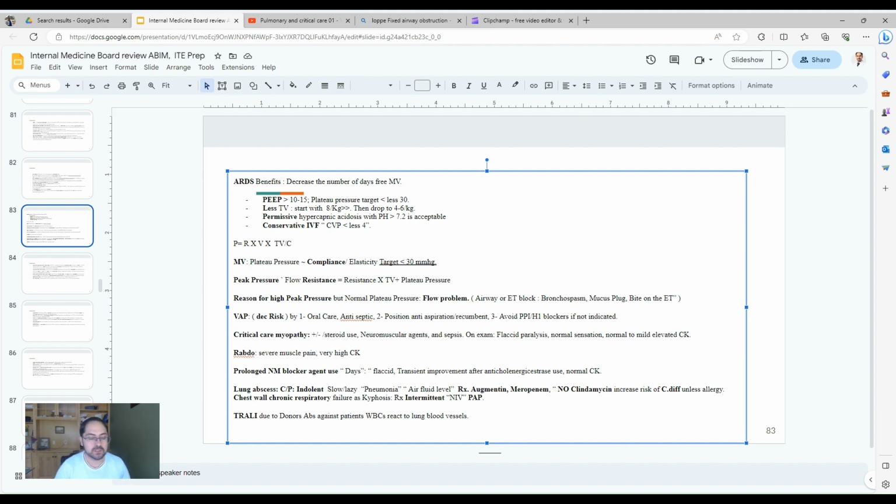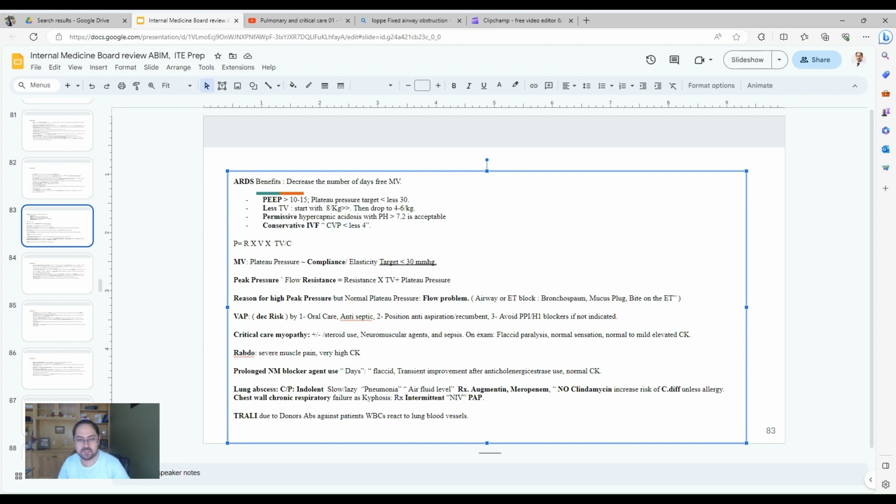If your patient starts to have an indolent, slow-onset pneumonia with an X-ray showing an air fluid level, treatment is the use of Augmentin or meropenem, carbapenems. Try to avoid clindamycin as that will increase the risk of C. diff.